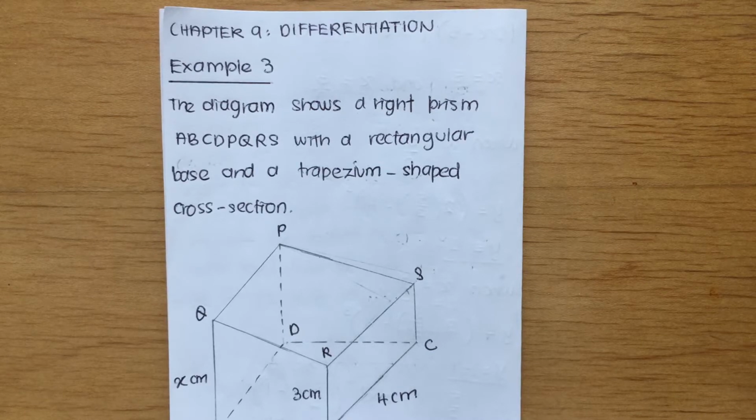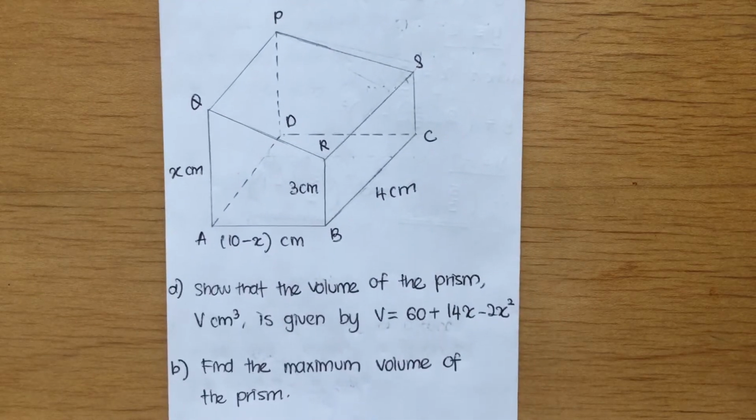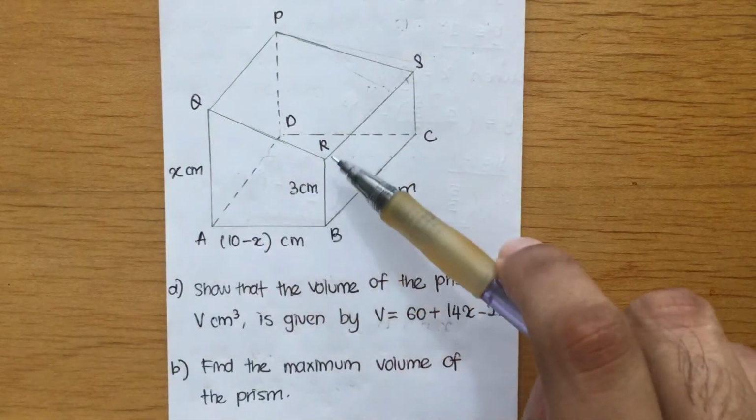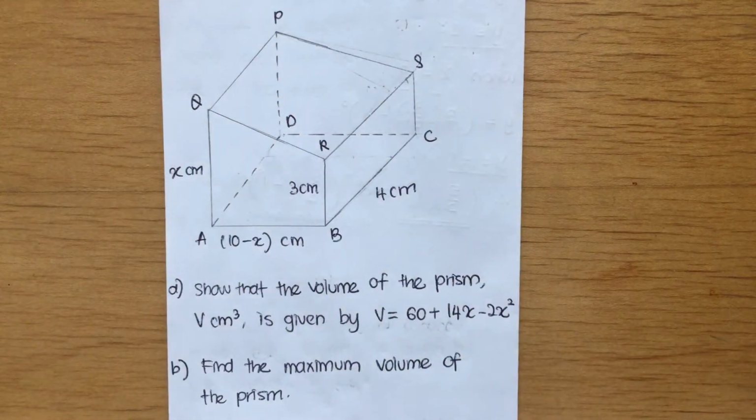Alright, let me read the question now. The diagram shows a right prism ABCD PQRS with a rectangular base and a trapezium shaped cross section. Let me pull this paper up to show you the diagram clearly. So this is the trapezium shaped cross section with a rectangular base over here. Okay, continue to read the question. Show that the volume of the prism, V centimeter cube, is given by V equals 60 plus 14x minus 2x square. Find the maximum volume of the prism.